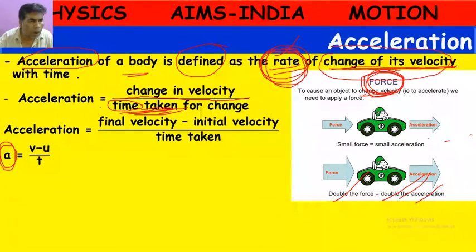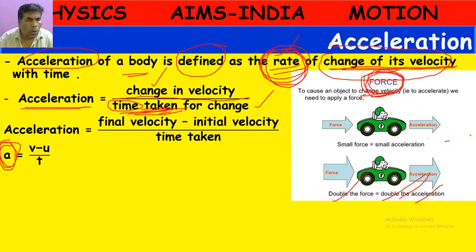So the acceleration formula is change in velocity by time taken for change. How much change happened, in how much time that change happened, that ratio is called acceleration. Its symbol is small a.